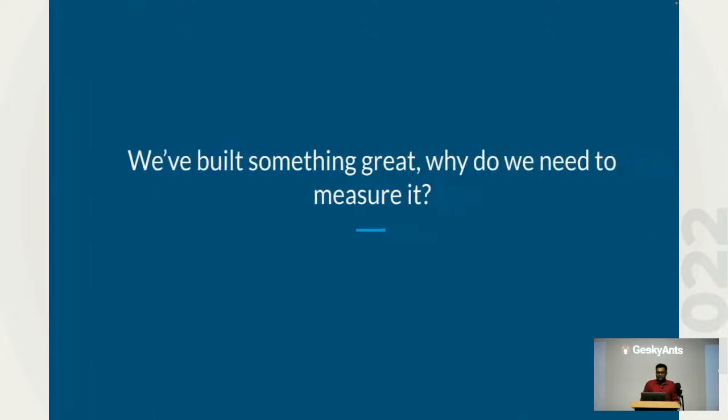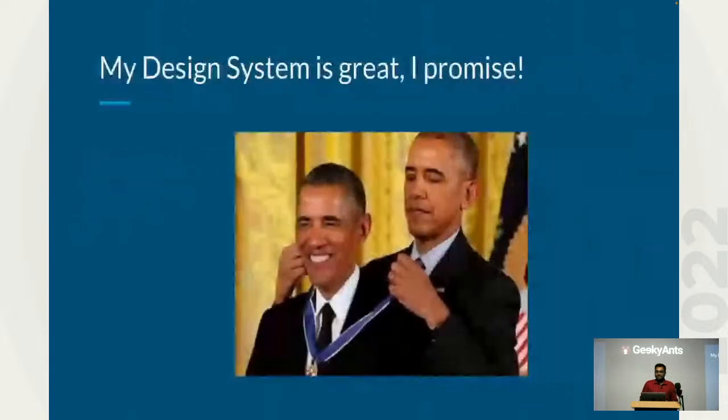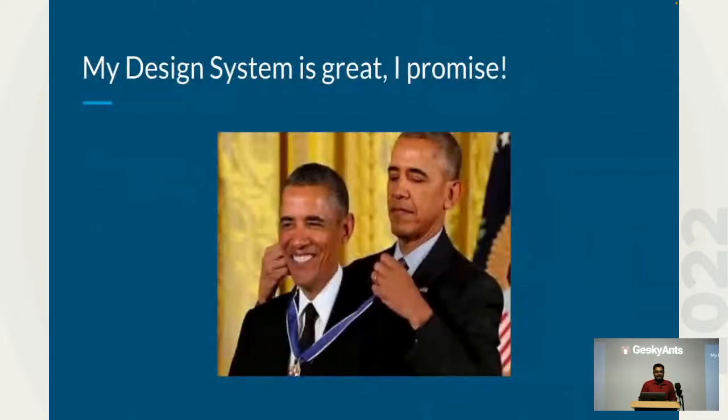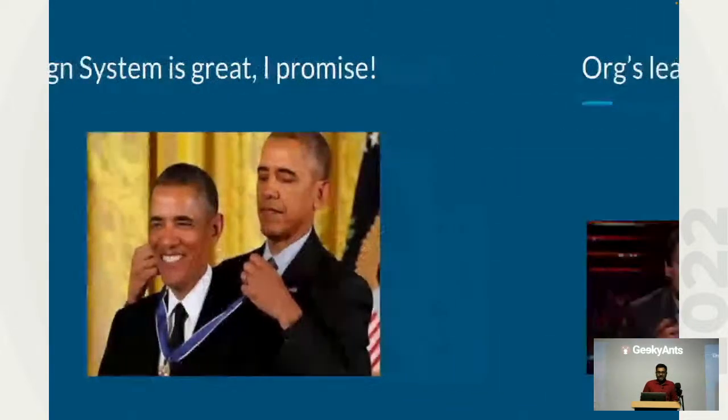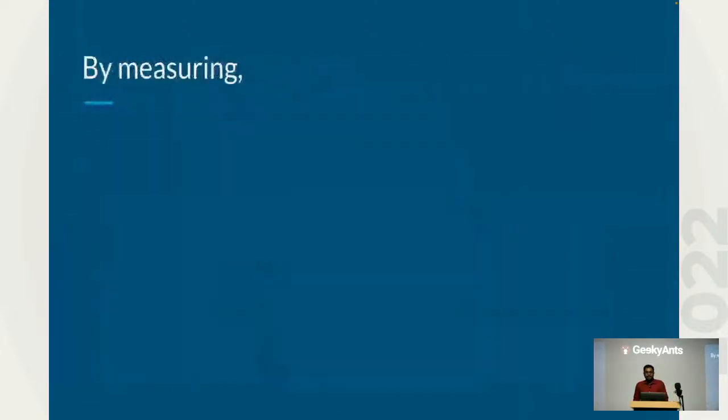And then we thought, it's great, it's a brilliant design system, it's just great. And when you've built something great, why do you need to measure it? Because when we kept telling people it's a great design system, I promise this is how we would look like, and that's not going to work with our leadership. So we had to go back and think about how we can measure what we are building. We can't just go about saying we are building something great.